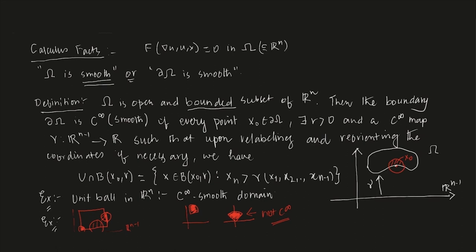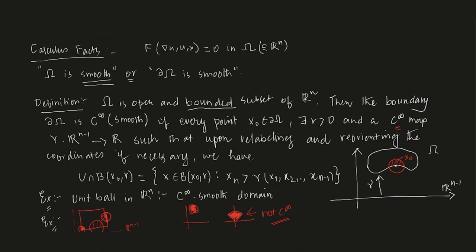You can understand that you can have the same definition by replacing C infinity with C1, and then you just have to replace it here with C1. Then we call it a C1 domain. So basically the boundary is C1 if there is a C1 map which does all of this. So you see, if you do that, then this is also not a C1 function, right? So this is like mod x.